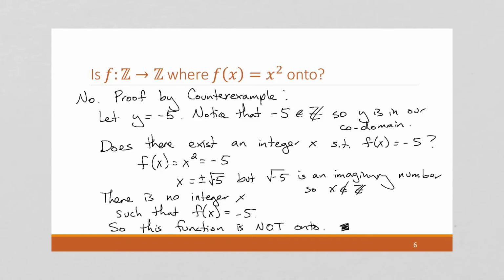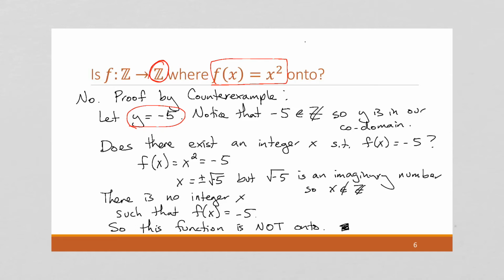Right. So this is a proof by counterexample. We found a number, negative 5, in the codomain, because the codomain includes all integers, but there is no integer that gets us to a negative 5 using this function. So this function is not onto.